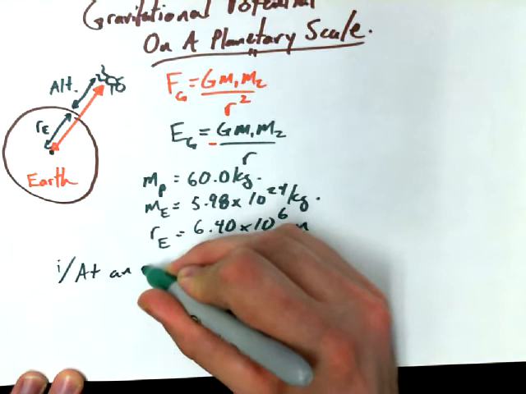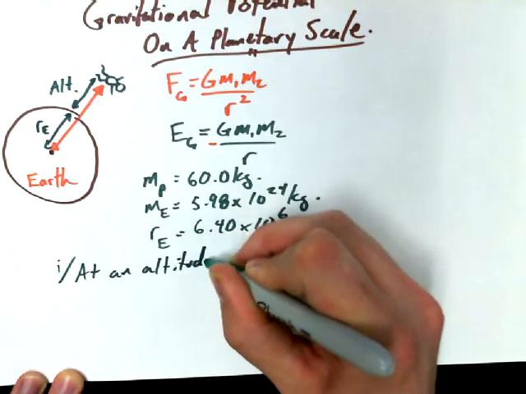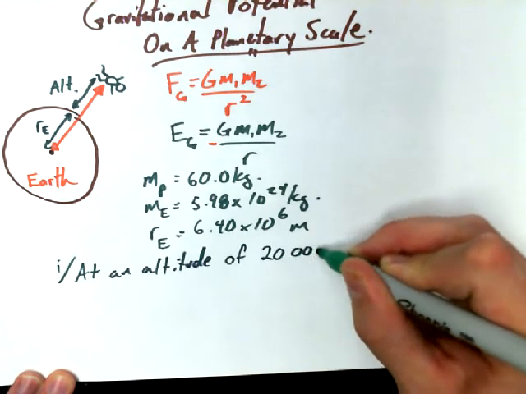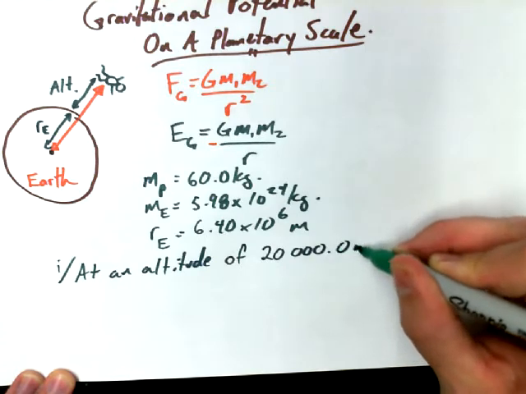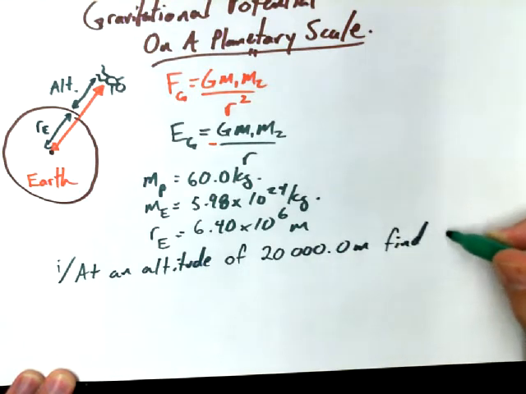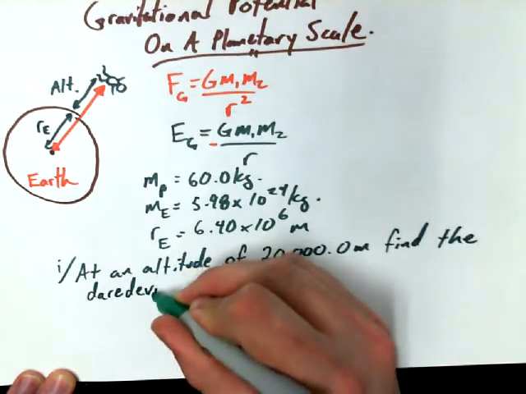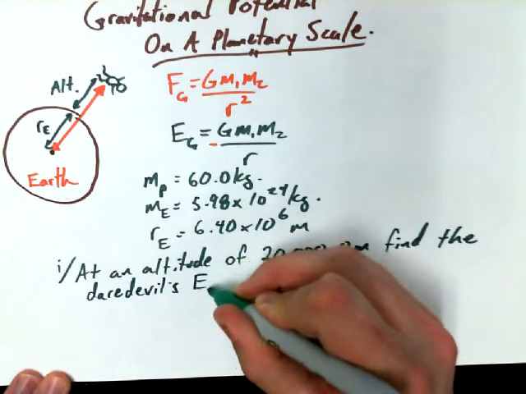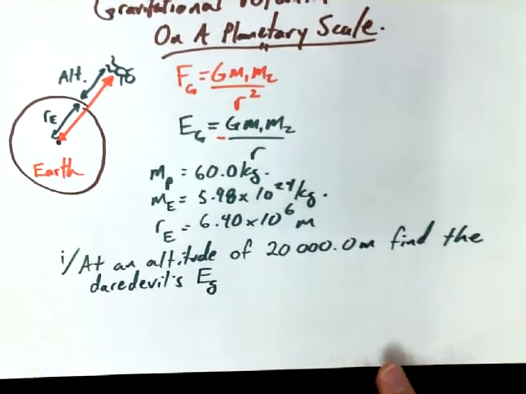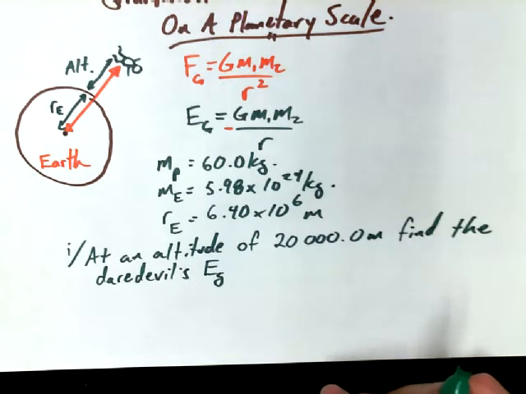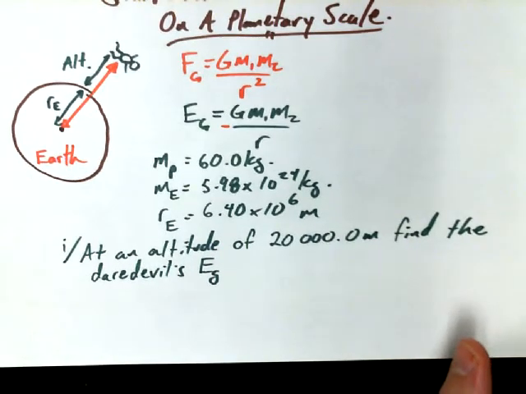At an altitude of 20,000.0 meters, find the daredevil's EG. Okay, and I'm just calling this a daredevil because this person could potentially fall to Earth from this extreme height. Okay, and we've seen this happen recently in the news. So from 20 kilometers up, this person could fall. Okay, and rather than talk about roller coasters, let's just drop somebody out of a spaceship from 20,000 meters up.